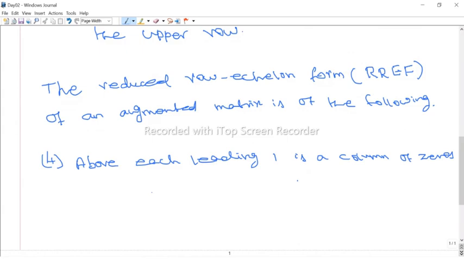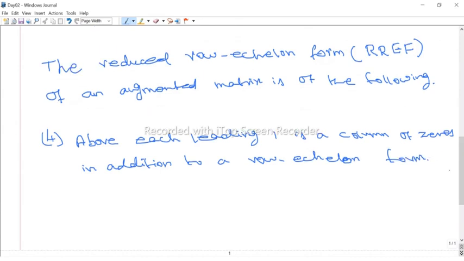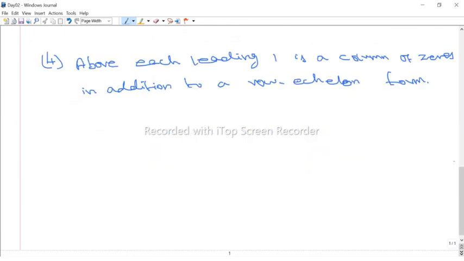In addition to row echelon form. So for example, if we take some examples, then we will say which one is row echelon form and which one is reduced row echelon form. So maybe you can take some examples.